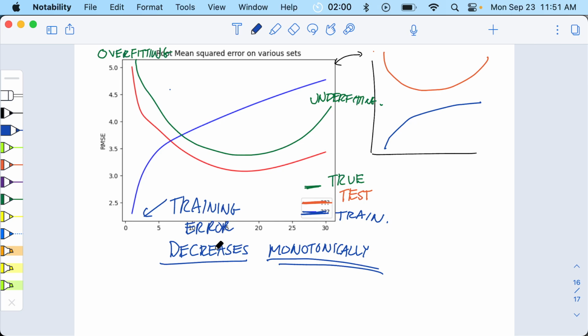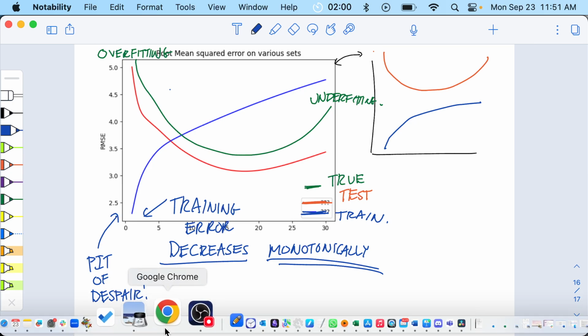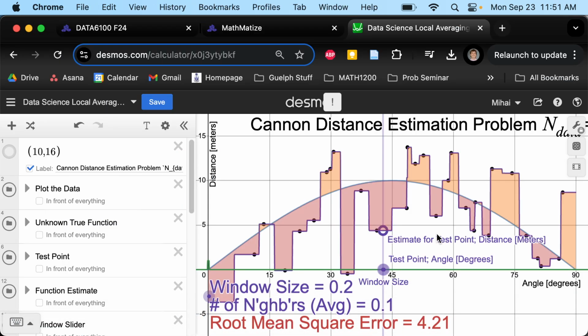So this is like the pit of despair. Let's give it a cool name. Pit of despair. Where you made the error as small as you could on the training set, but that is not what you want. And in this particular example, you can see exactly why it happens in the picture, right? If you make the window small enough, then around every point, that's the only point that you're looking at. So the window size is so small that you're always averaging exactly 1 point. So the value at the training point is always the value of that training point, right? So every little window contains exactly 1 point. So of course you get the training data perfectly. Okay.